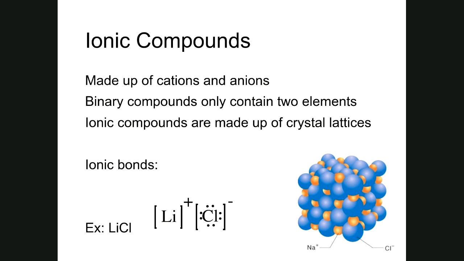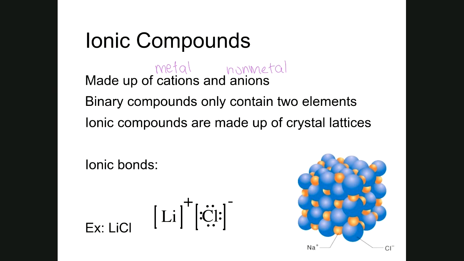Ionic compounds are always going to be made up of cations and anions. So remember, we can't have 2 cations together because the positive charge will repel. We can't have 2 anions together because the negative charge will repel. So we have to have a positive and negative together in order to hold this compound together. Another way to think of it then is that an ionic compound is going to be made up of a metal, since metals are always cations, and a nonmetal, since anions are always nonmetals.